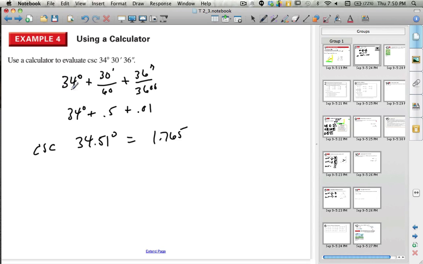Just think again like degrees are hours, 60 minutes in an hour, and 60 seconds in a minute, so 60 times 60, that's 3,600 seconds in an hour, or in a degree.